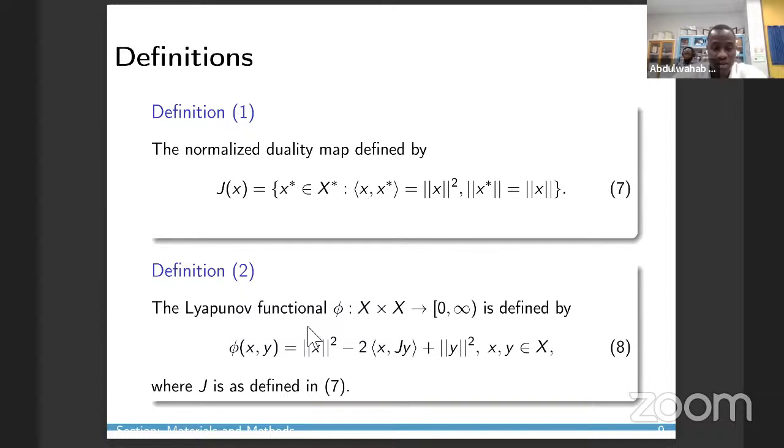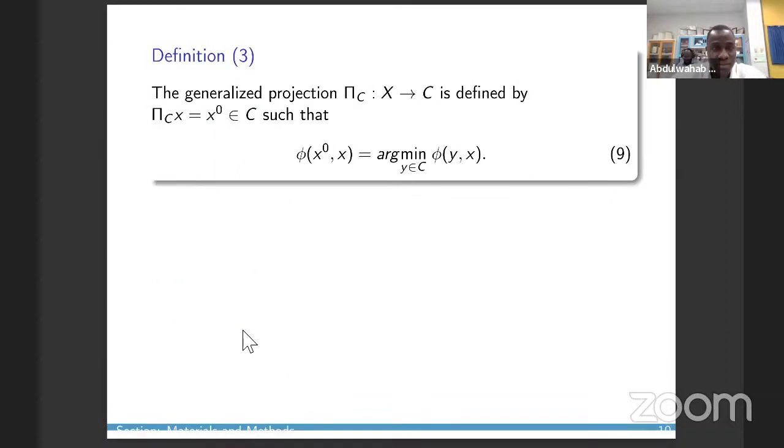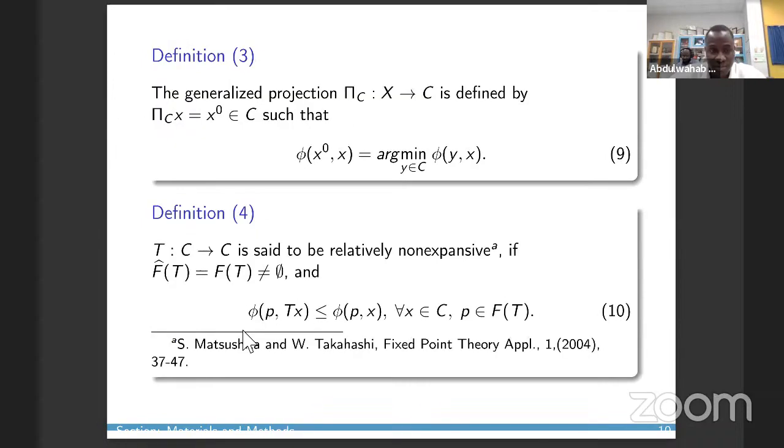The second definition is Lyapunov functional, which is a generalization of a distance function. That is, instead of using the normed distance considered in their work, we try to see if we can establish our result using a more general distance function of Lyapunov. Another definition is generalized projection, which is also a generalization of the classical metric projection in the setting of Hilbert space. So based on these definitions, we can define the relatively non-expansive mapping as follows. If the set of asymptotic fixed points of T and the set of fixed points of T are equivalent and are assumed to be non-empty, then the inequality 20 holds.